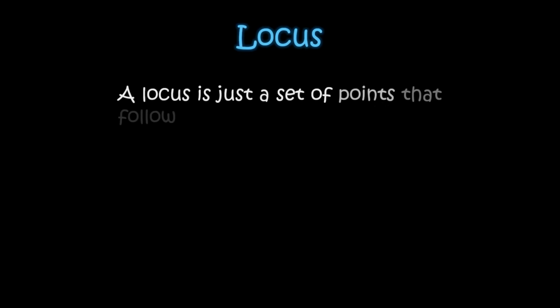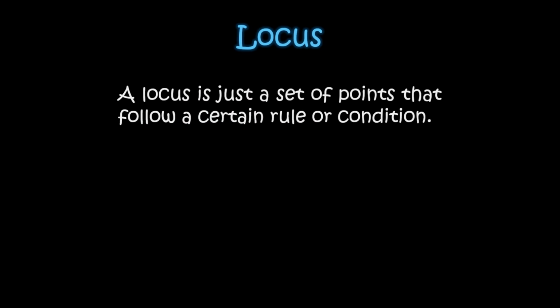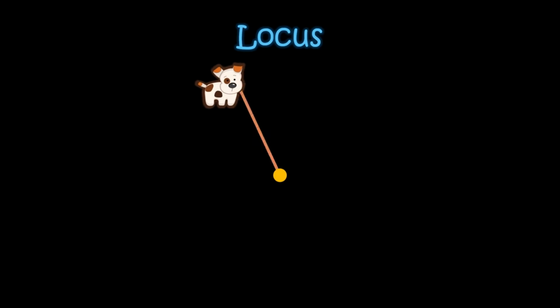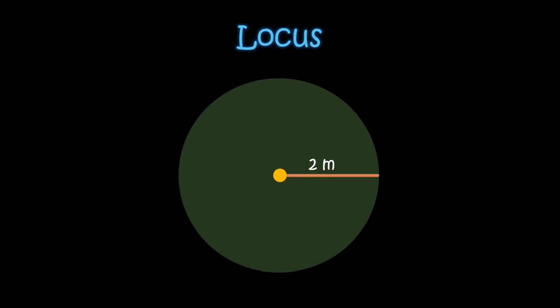A locus is just a set of points that follow a certain rule or condition. Imagine this. A dog is tied to a pole with a 2-meter leash. The dog can move in a circle, right? That circle is the locus of all the points that are 2 or less than 2 meters away from the pole. There are 3 categories of locus.